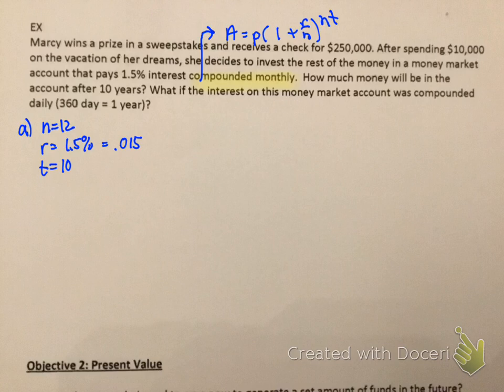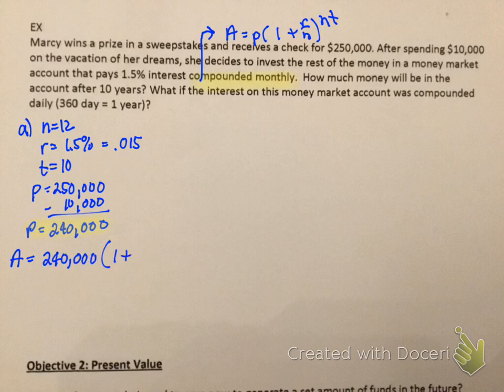And then the principal, remember, she was given a check for $250,000, but she spent $10,000 of it on a vacation. Don't blame her. So what we get is $240,000, and that is my principal. So that's what I'm going to plug in. Let's go ahead and use those quantities. So amount equals $240,000 times 1 plus the rate, which is 0.015, over n, which is 12, raised to n, which is 12, times time, which is 10.